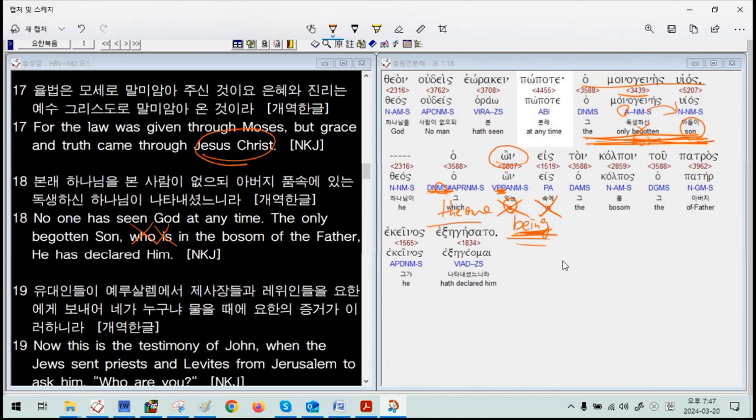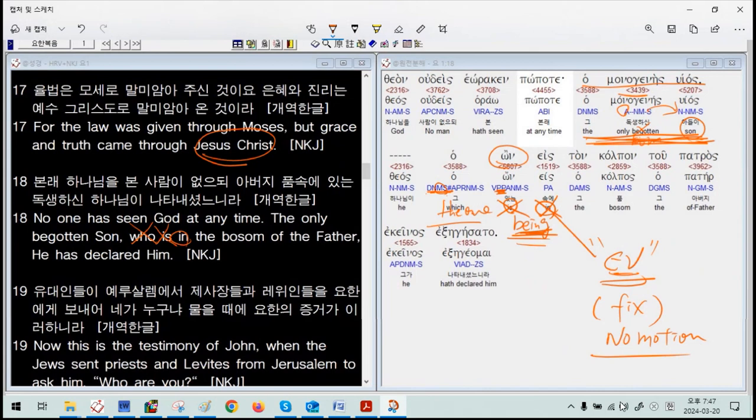Eis is not "in." I was talking about this many, many times, isn't it? In order for the English Bible to translate "in," there is an en. What is it? En, a preposition in the Greek word, right? What does en mean? It is fixed, right? No motion, right? But it is not "in."